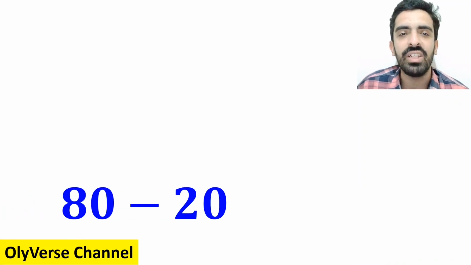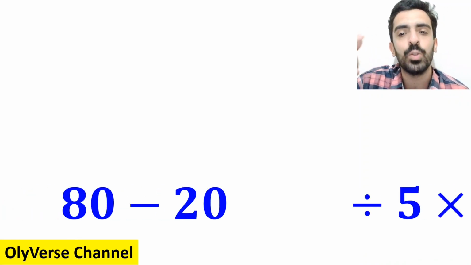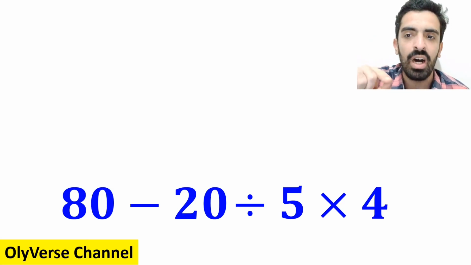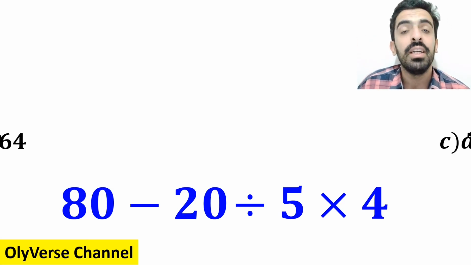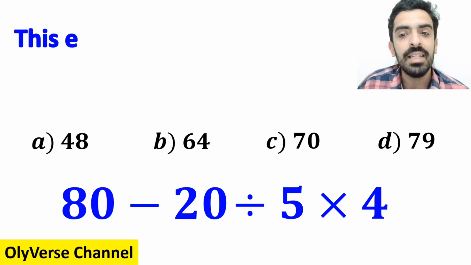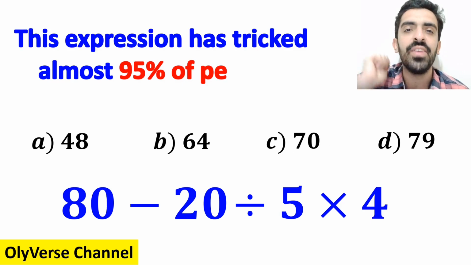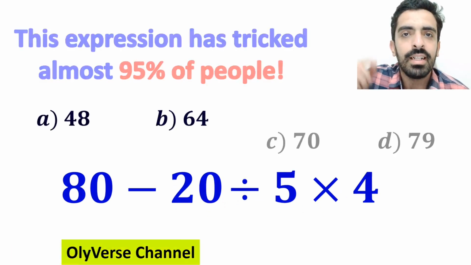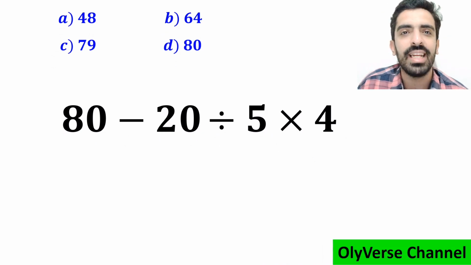What is the value of the expression 80 minus 20 divided by 5 multiplied by 4? Which option do you think is the correct answer to this question? This expression has tricked almost 95% of people. Let's take a closer look and solve it together.